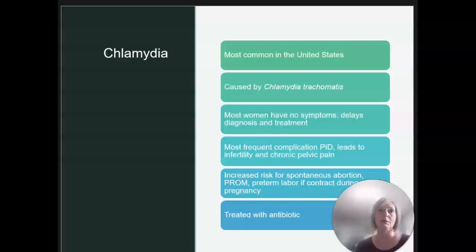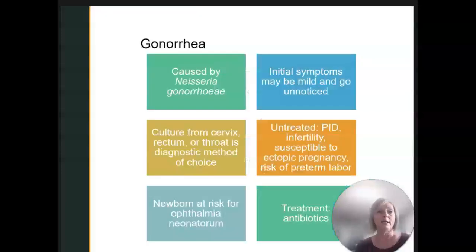It can lead to infertility because you get scarring of your fallopian tubes, where the baby is actually fertilized. If you get scarring all inside there, the sperm can't get through and the egg can't get through, and so you can't have fertilization. Chlamydia does increase the risk for spontaneous abortion, premature rupture of membranes, and preterm labor, but we treat it with antibiotics.